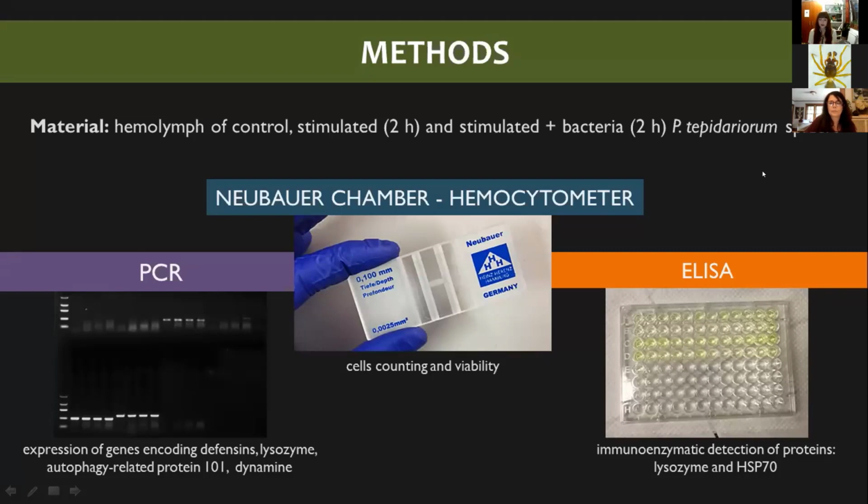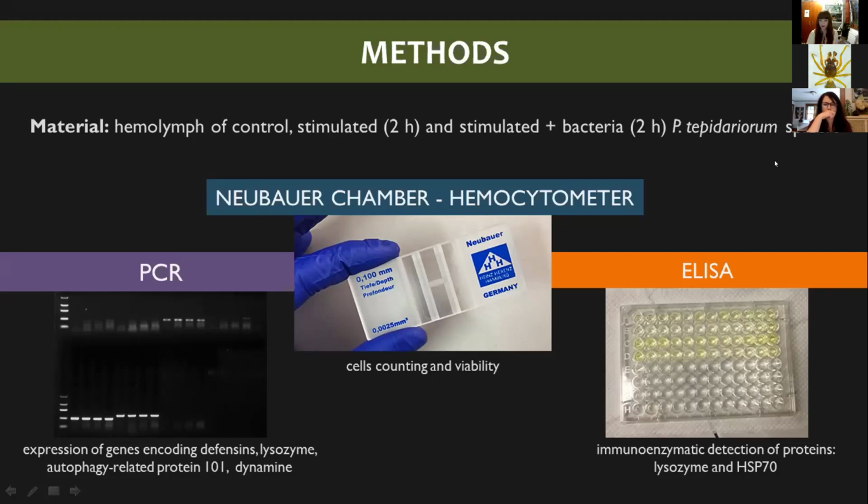We detected it by an ELISA test, which is an enzyme-linked immunosorbent assay. And the last method we used was the hemocytometer, the Neubauer chamber, which we use to count the cells of the hemolymph and check their viability.